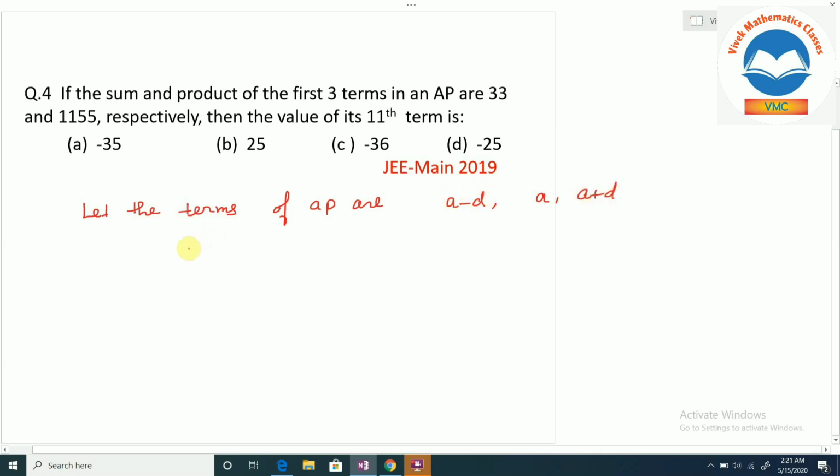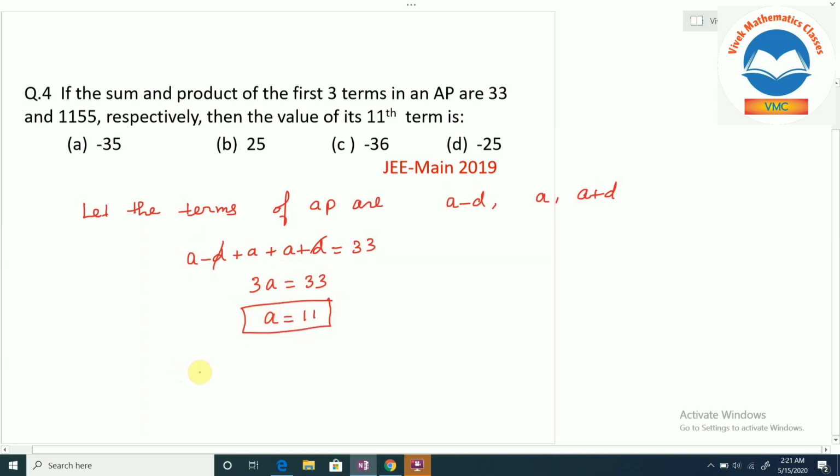Sum of the terms they have given as 33. It means A minus D plus A plus D, this value we have been given as 33. D and D will be cancelled out. We will get 3A equal to 33. It means A value will be 11. A value we are getting is 11.